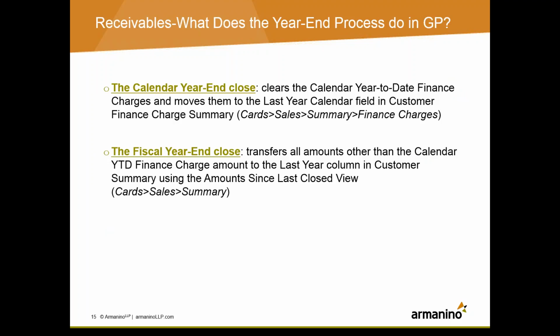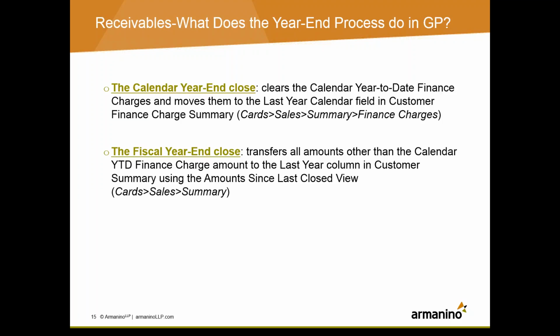So what does the year-end close process in receivables do? For the calendar year-end close, it clears the calendar year-to-date finance charges and moves them to the last year calendar field in the summary page. The same thing happens in the fiscal year-end close. It transfers all amounts other than the calendar year-to-date finance charge amount, and moves it over to the last year column. So truly, receivables, the only thing it's doing is updating these windows that are listed here.